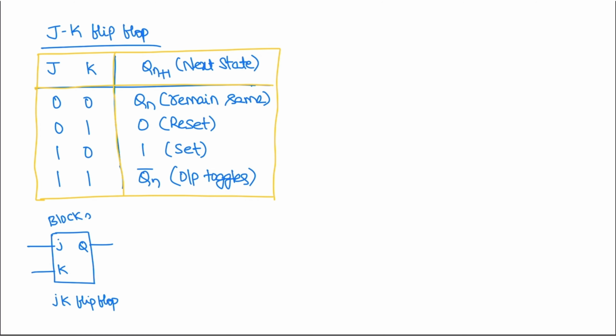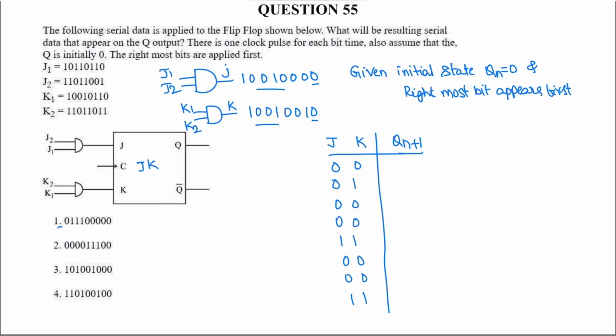Block diagram of JK flip flop. As per the question, for the inputs given, this is the J input and this is the K input. For these inputs, what is the corresponding flip flop output? The initial state Qn is 0.